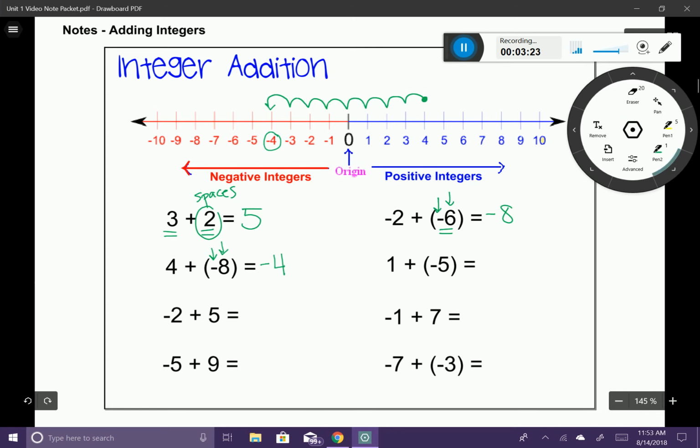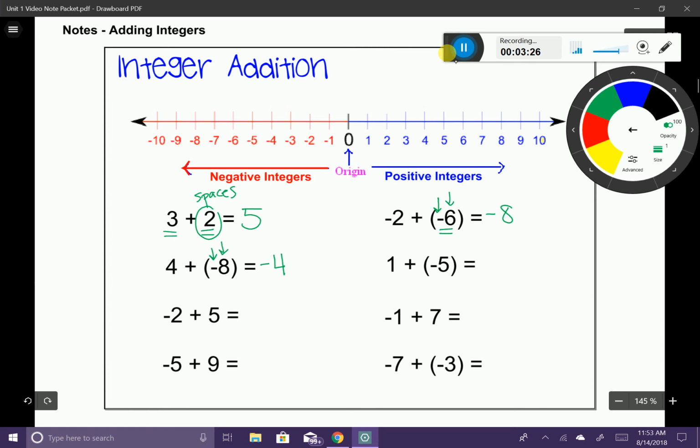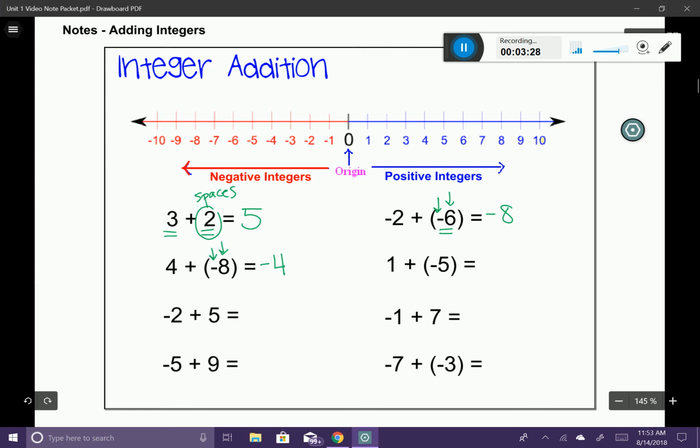All right, the next example here, let's go ahead and look at it. 1 plus -5. So I'm going to begin at 1 on my number line. And I'm going to be moving in the negative direction, and I'm going to be moving 5 spaces. So I'm going to move 1, 2, 3, 4, 5, leading me to -4.